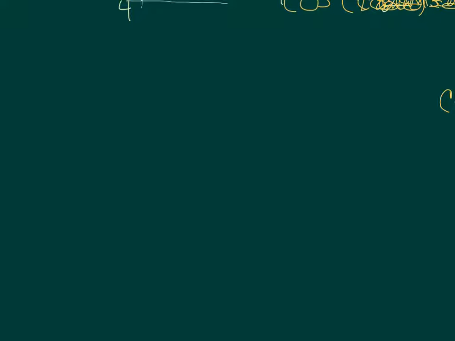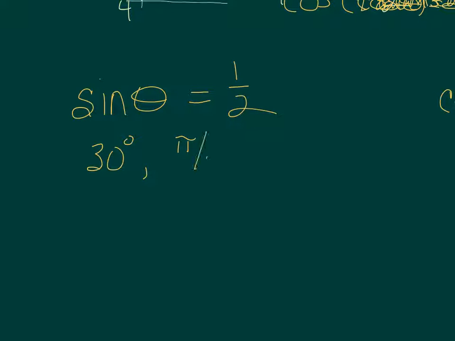Right. If I told you that the sine of theta is 1/2, we're not going to use our calculators. There are two angles that have a sine of 1/2. Can we figure out what those are without our calculators? Okay, I heard 30 degrees. 30 degrees, and then pi over 6 if we want to do radians. What's the other one? 150 degrees, or 5 pi over 6.